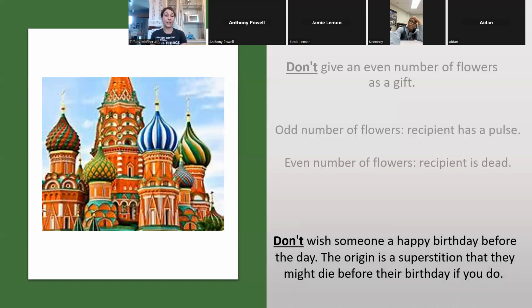Another interesting fact about Russia is that you never wish someone happy birthday before the actual day of their birthday. And that's because there's a superstition that if someone tells you happy birthday in advance, then you will die before you get to your birthday. So just a weird superstition, but again, good to know. We would not want to travel to Russia and say, oh, I know that your birthday is in a week, I hope you have a really happy birthday. That would be considered really bad luck, and again, set the wrong kind of tone.